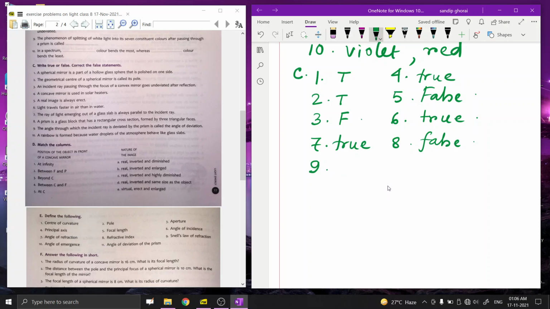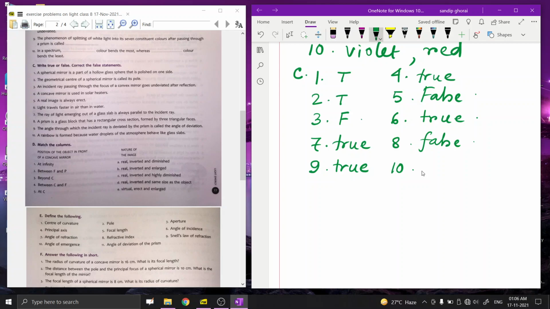The angle through which the incident ray is deviated by a prism is called the angle of deviation. This is true. This is the definition of angle of deviation. Now we move to our next question, that is 10.